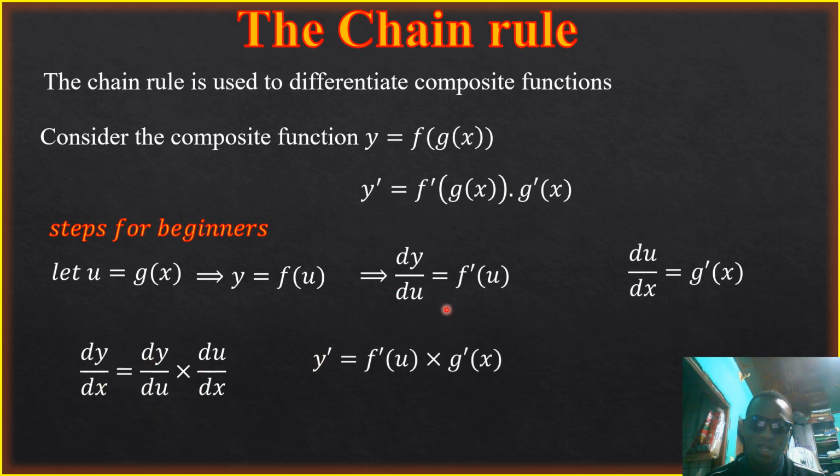dy/dx is f prime of u times g prime of x, which is du/dx. Then finally, we know that u is equal to g of x. We can just replace u by g of x. So that's how the identity is working. So just know the chain rule.